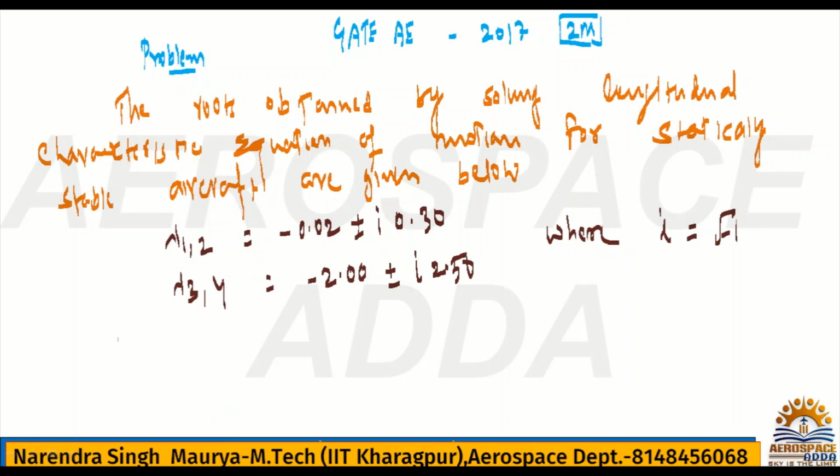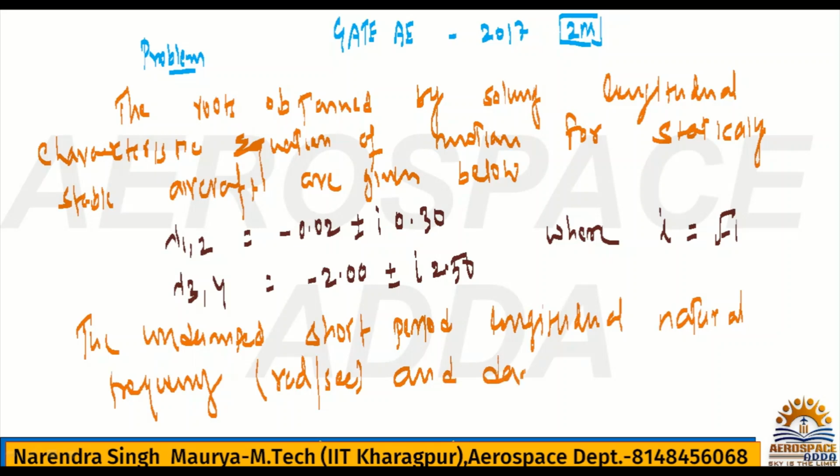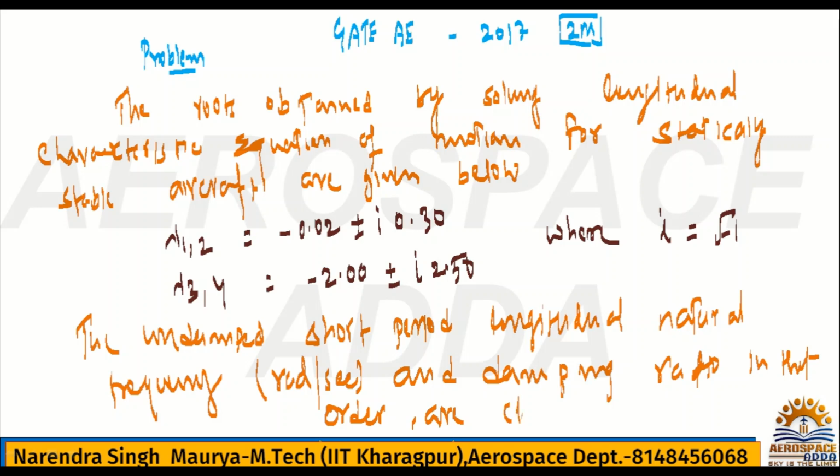The question is: the undamped short period longitudinal natural frequency, in brackets radian per second, and damping ratio, in that order, are close to. Okay, you just write the options.